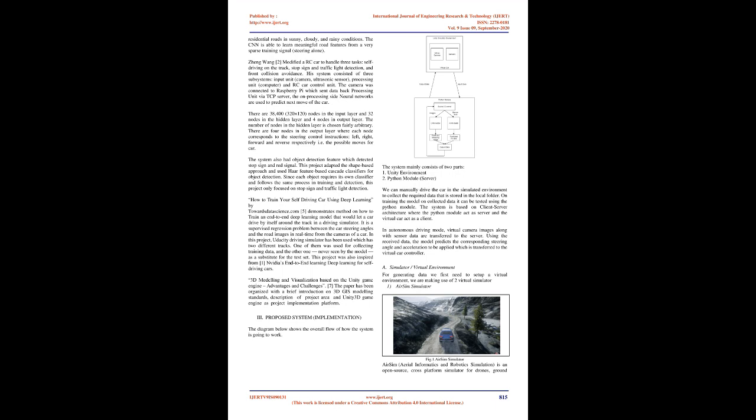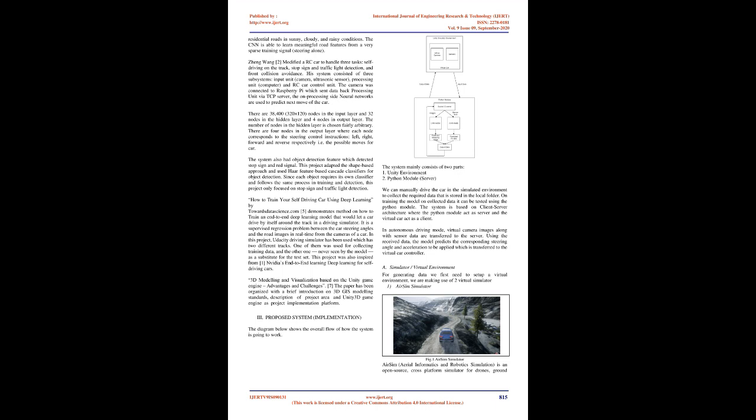The system also had an object detection feature which detected stop signs and red signals. This project adopted the shape-based approach and used HAAR feature-based cascade classifiers for object detection. Since each object requires its own classifier and follows the same process in training and detection, this project only focused on stop sign and traffic light detection.